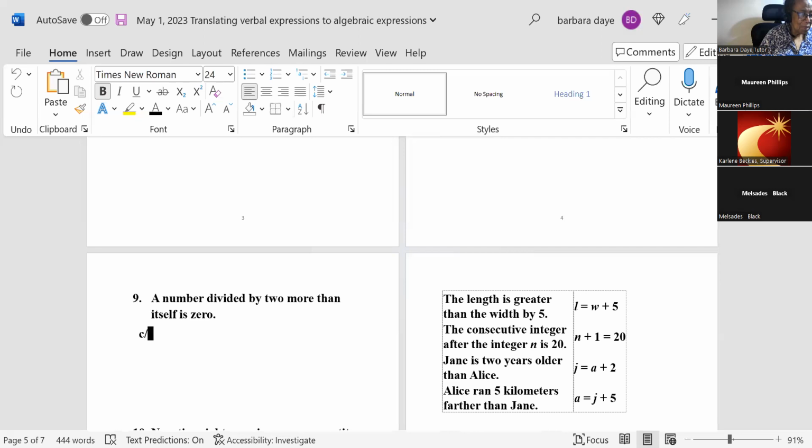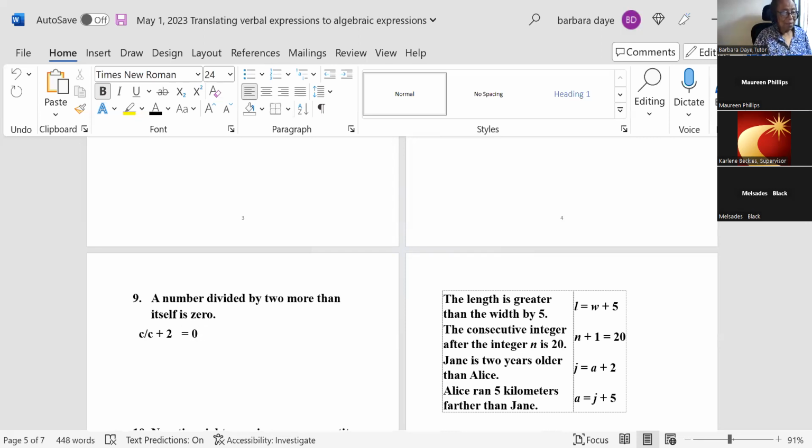No, what's the number? A number divided by two more than itself is zero. So what is itself? Itself is the number. A number divided by two more than itself, so that means you've got another C, right? Yes. And what are you adding to it? Two. Yeah, so plus two. And what is that equal to? Zero. Equals zero.